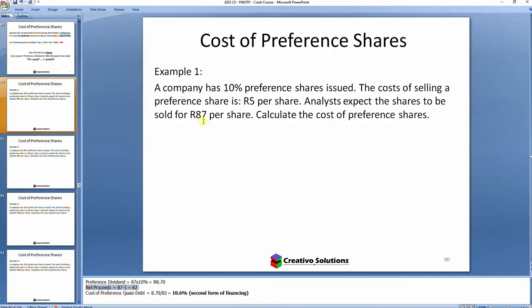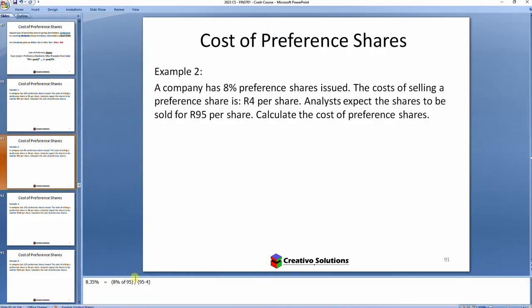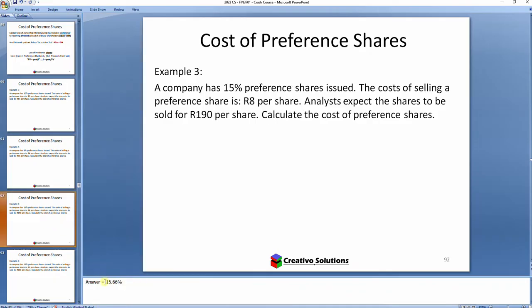Yes. Okay. All right. So you have a few other examples. Again, just to save some time, please just take note of the answers here. This one is 8.35%. Okay, that's the answer for this one, 8.35%. For example 2. Example 3, 15.66%. And the last example, example 4, 12.18%. Make sense? Yes. Okay.